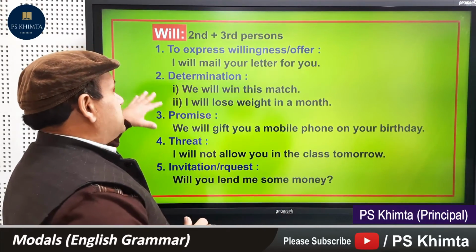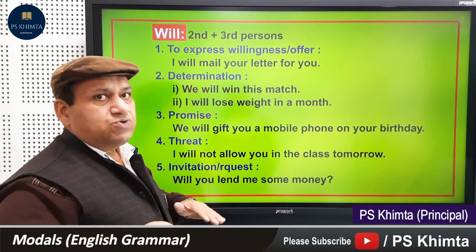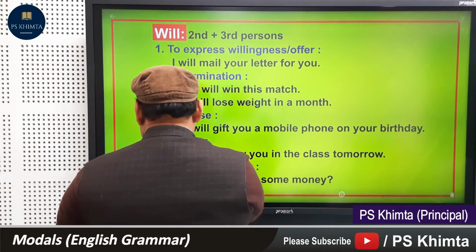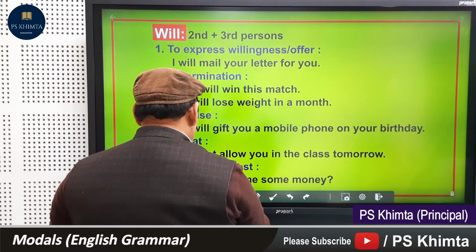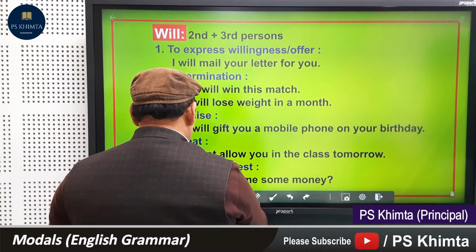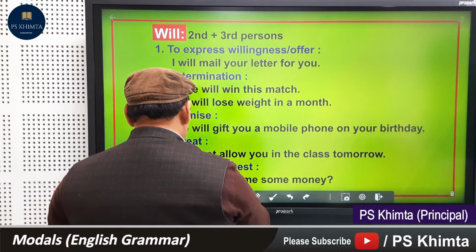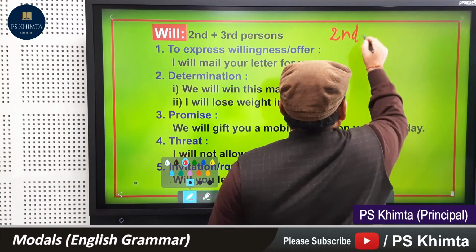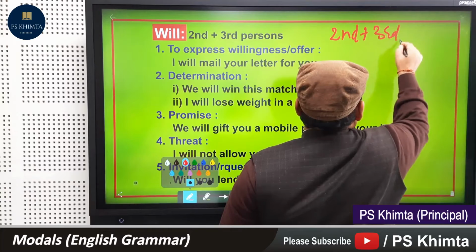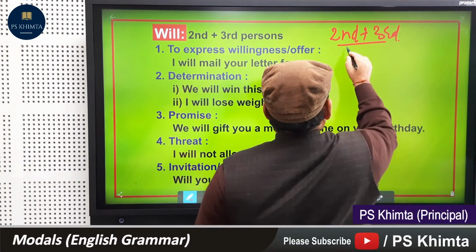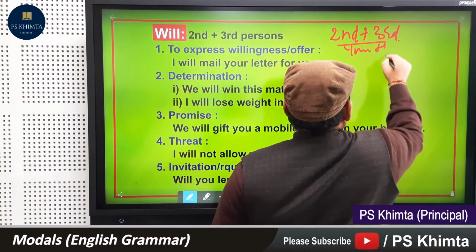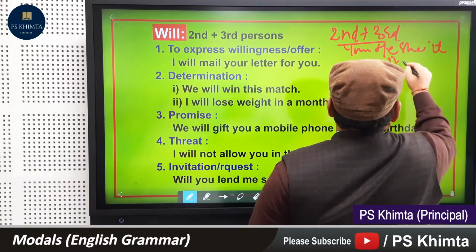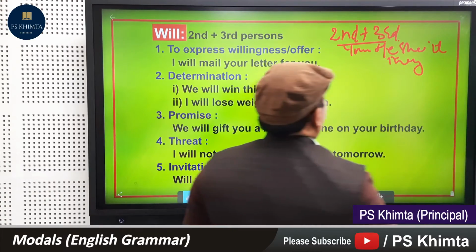Now see, that was shall. It is again as we had done with will, with second and third person. We always find second and third person. This is written also already there. Second and third person means you, then he, then she, then it, and then they. All are these second and third person.